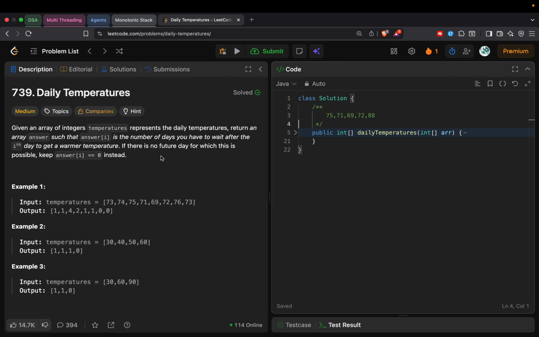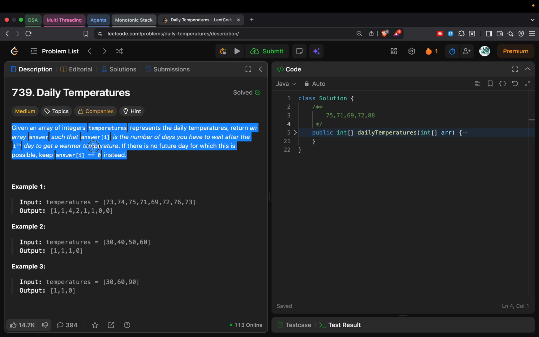Let's solve an interesting problem, daily temperatures. Given an array of integers, temperatures represents the daily temperatures. Return an array answer such that answer of I is the number of days you have to wait after the ith day to get a warmer temperature. If there is no future day for which this is possible, return answer of I equal to 0.